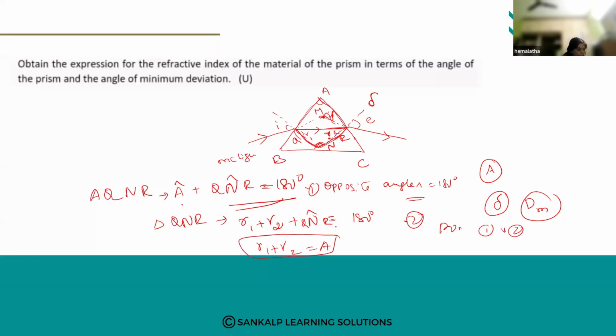Very, very simple. Next, the total deviation, delta. Delta is the sum of the deviations at the two faces. Here deviation happened, and here also deviation happened. That you have to calculate. Is it understandable what we are doing?